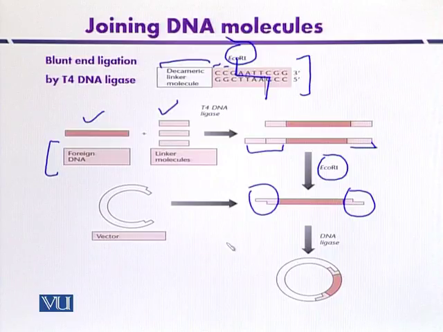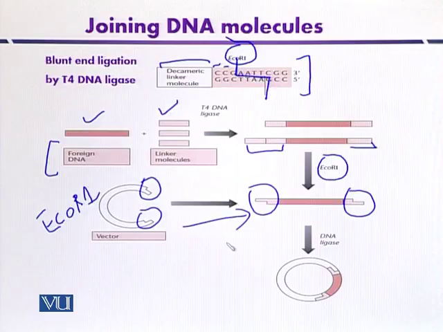Now the vector is also digested with the same enzyme, EcoR1, so that we can get the same cohesive ends that contain AATT cohesive ends. When they are mixed together here, we can get a recombinant molecule, and the DNA ligase can bridge the gaps between the two strands.